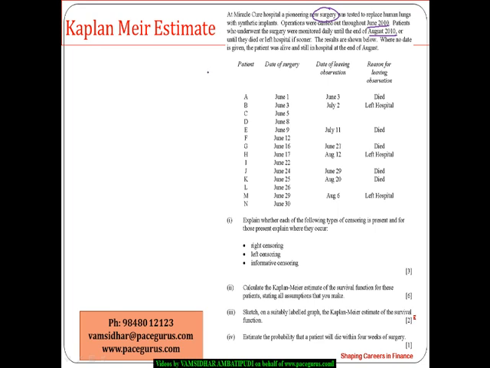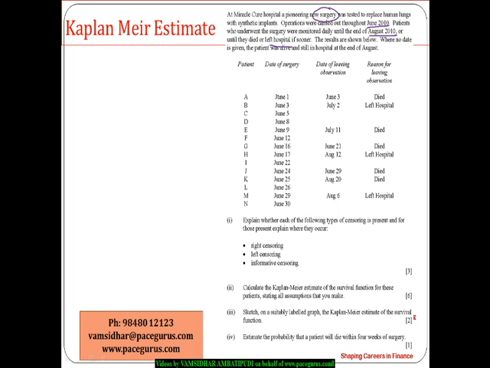Let's say the date of surgeries was given and the date of leaving the observation. Whosoever died has been classified as died, and whosoever left the hospital, whichever was sooner, results were shown. When no data is given, the patient was alive and still in the hospital at the end of August.